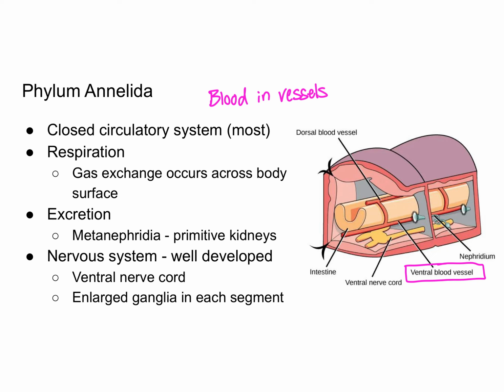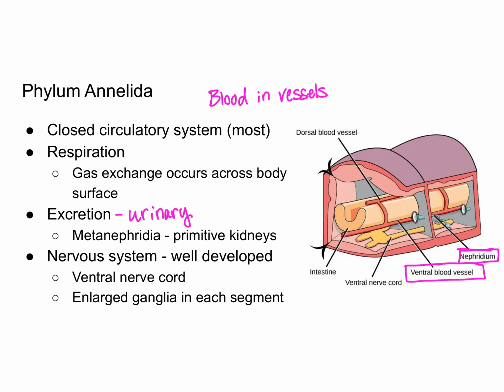For respiration, gas exchange occurs across the surface of the body, and so they don't have things like lungs or gills. For excretion, to get rid of metabolic waste products, and this is similar to the urinary system, they have something called metanephridia, which is a type of primitive kidney. So it acts like a kidney, but not quite a fully developed kidney.